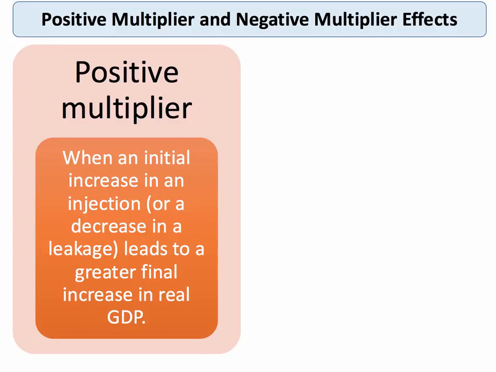So we make a distinction between the positive multiplier effect, and this is when an initial increase in one or more injections of demand leads to a greater final increase in real national output. It could also be a fall in a leakage, but normally it's an increase in an injection. For example, an increase in investment spending or a rise in export sales from overseas.